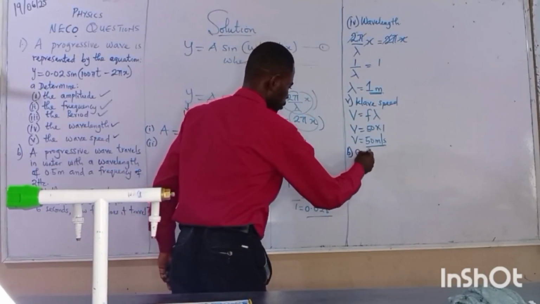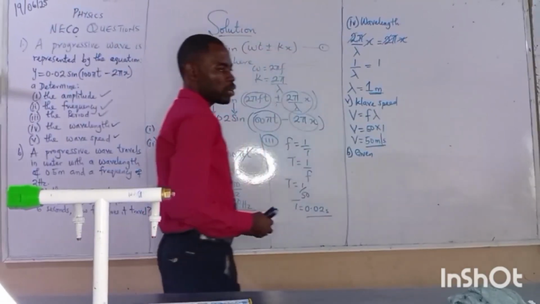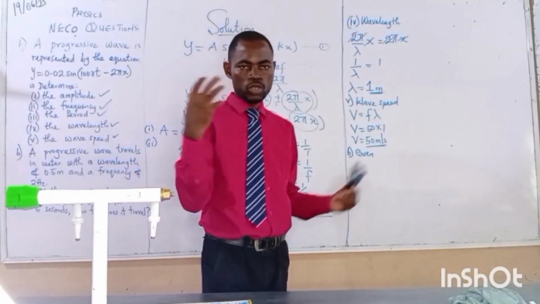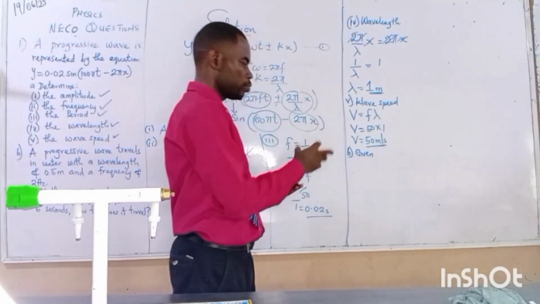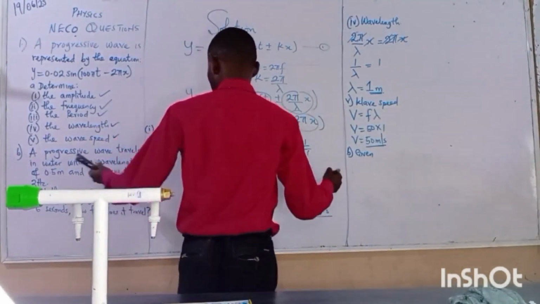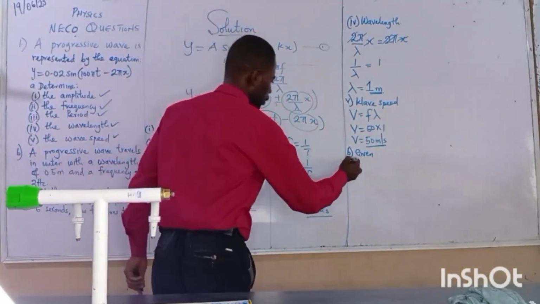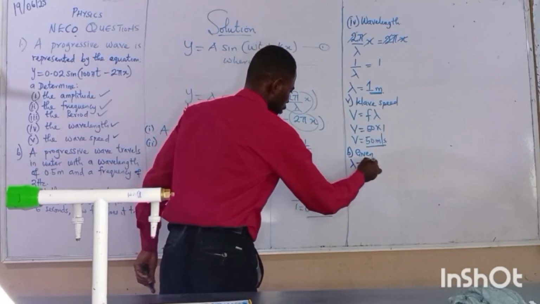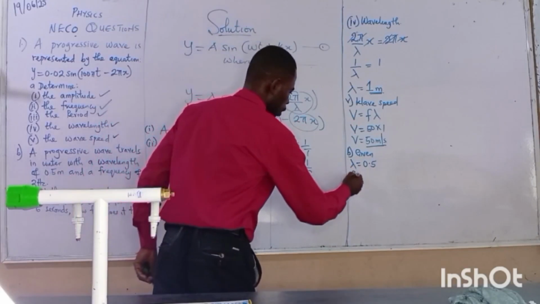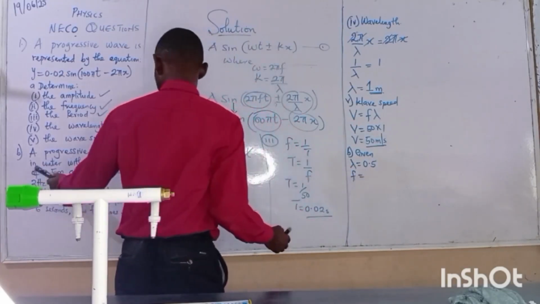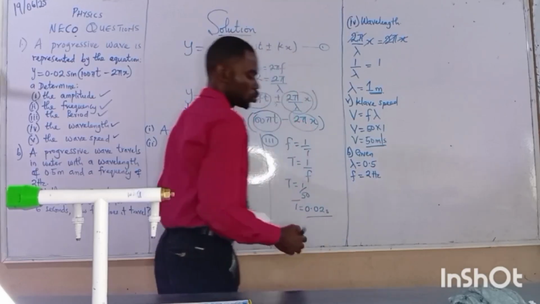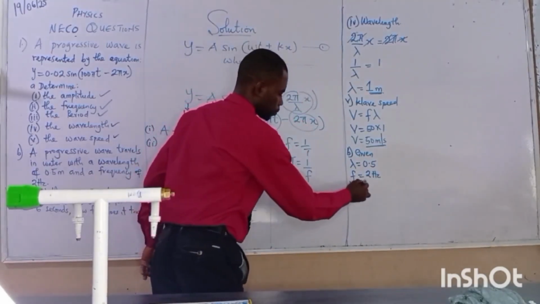Given, what are the given parameters? The best way to enjoy calculation questions is to write your given parameters, interpreting those words as simple information that we call parameters. They give us wavelength as 0.5 and they give us frequency, our F, as 2 Hz. So we are asked to find V.